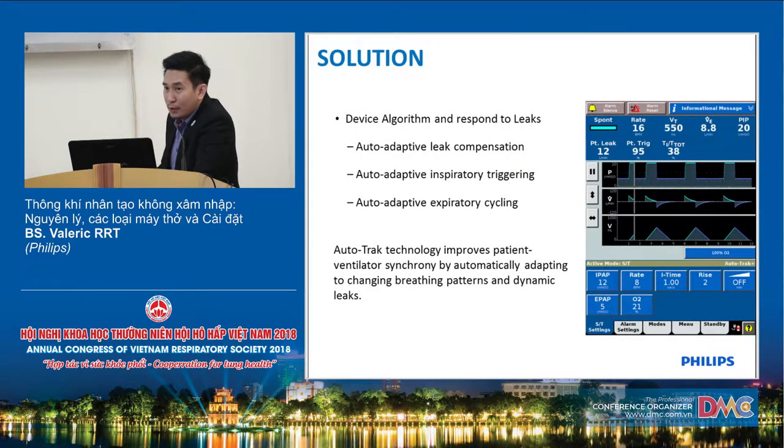Okay, so we have the solution. Based on the mathematical algorithm of the leaks, for us to deal with leaks, the machine must have auto-adaptive leak compensation. The machine must have leak compensation and automatic adaptive inspiratory triggering. In terms of the leaks, the ventilator will automatically adjust based on the next inspiratory triggering and adaptive expiratory cycling. For Philips, we have the algorithm of Auto-Trak. We call that the Auto-Trak algorithm as well. This technology is used in non-invasive ventilation to deal with leaks during non-invasive ventilation.